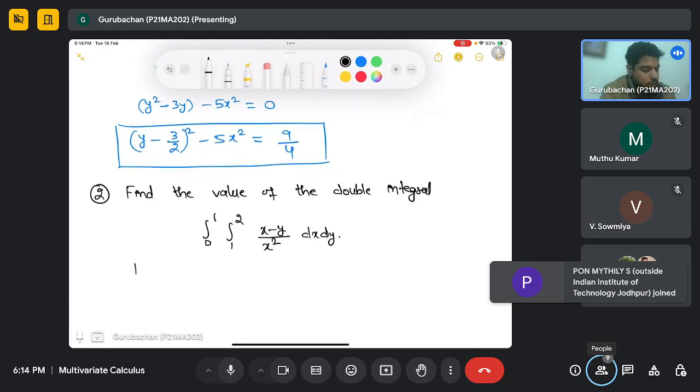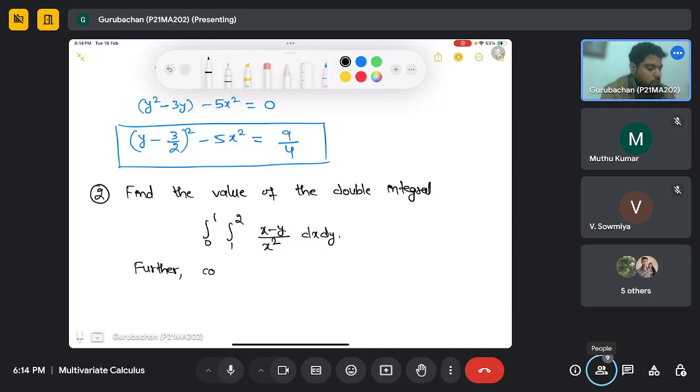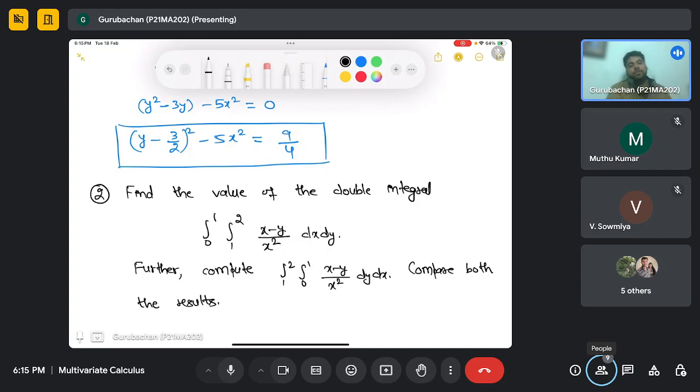Besides, you can also compute the integral from 1 to 2, 0 to 1, of (x minus y) divided by x squared, dy dx. Compare both the results. So try.